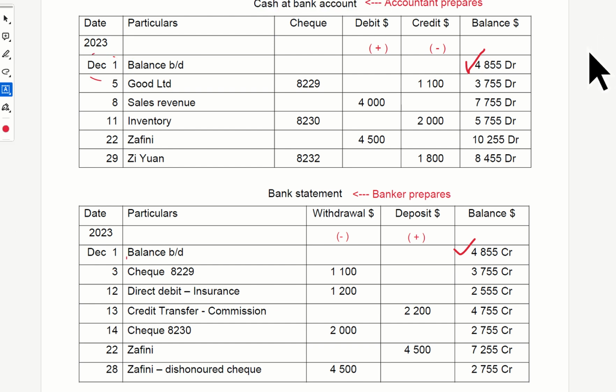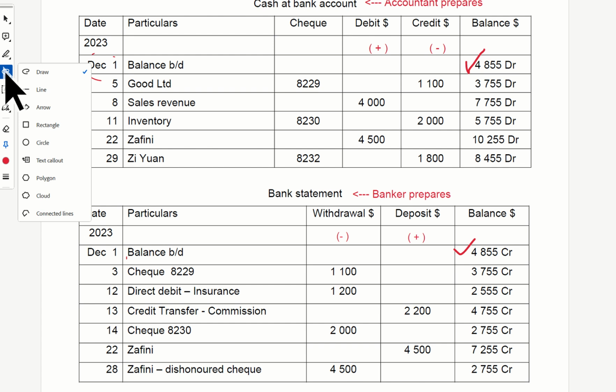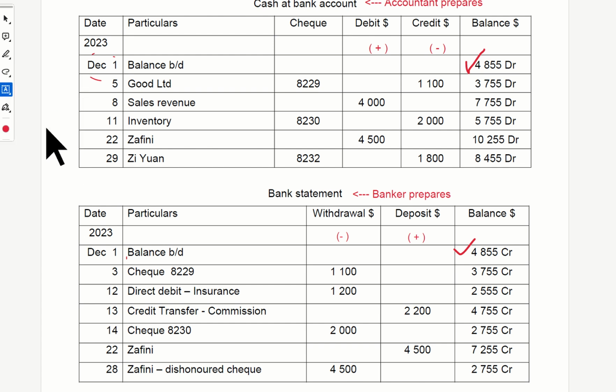Then I have to go on individually and look at the different items and see whether they are the same. So the first item, can you see cash at bank? There is a credit or minus 1100. So I'm going to my bank statement and try to see whether there is a withdrawal or minus 1100. Have you found it? Actually, yes, you have found it. There is one. All right.